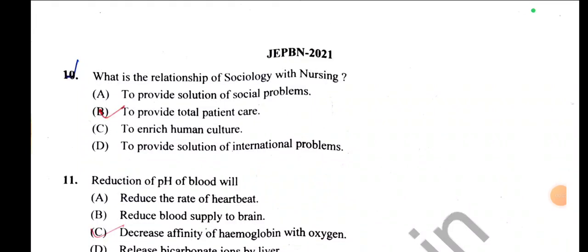আমরা এর আগের দিনে JEPBN মানে পোস্ট বেসিক নার্সিংয়ের যে এন্ট্রান্স এক্সাম 2021-এর সেটার আগের কোয়েশ্চেনগুলো আলোচনা করেছিলাম। আজকে আমরা আবার 10 থেকে আলোচনা করব। What is the relationship of sociology with nursing? Answer হবে to provide total patient care.